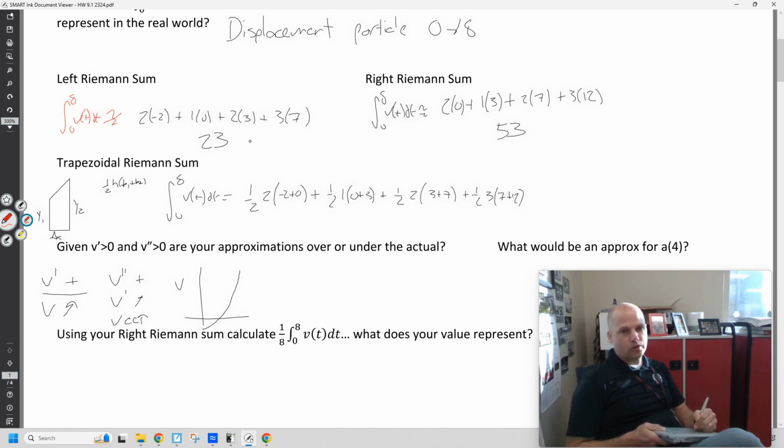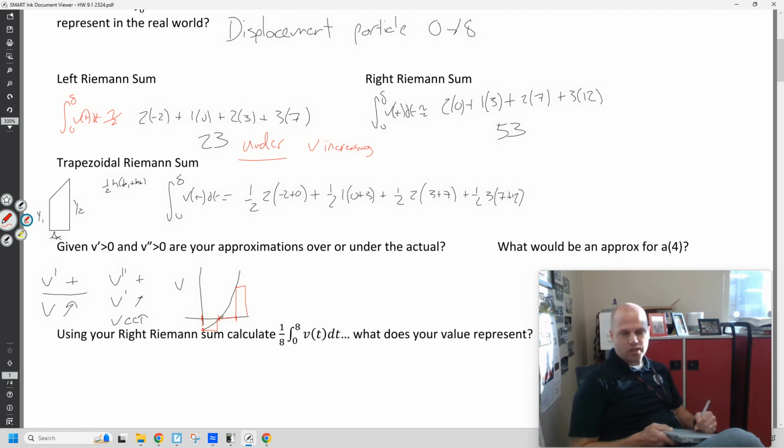The left Riemann sum is going to be under. It kind of makes sense. You get the smaller value. Why? If you're talking about using your left y's on an interval where your y values are increasing, the left y's are the lowest y value if your function's increasing. So this is definitely under. Why? Because velocity is increasing.